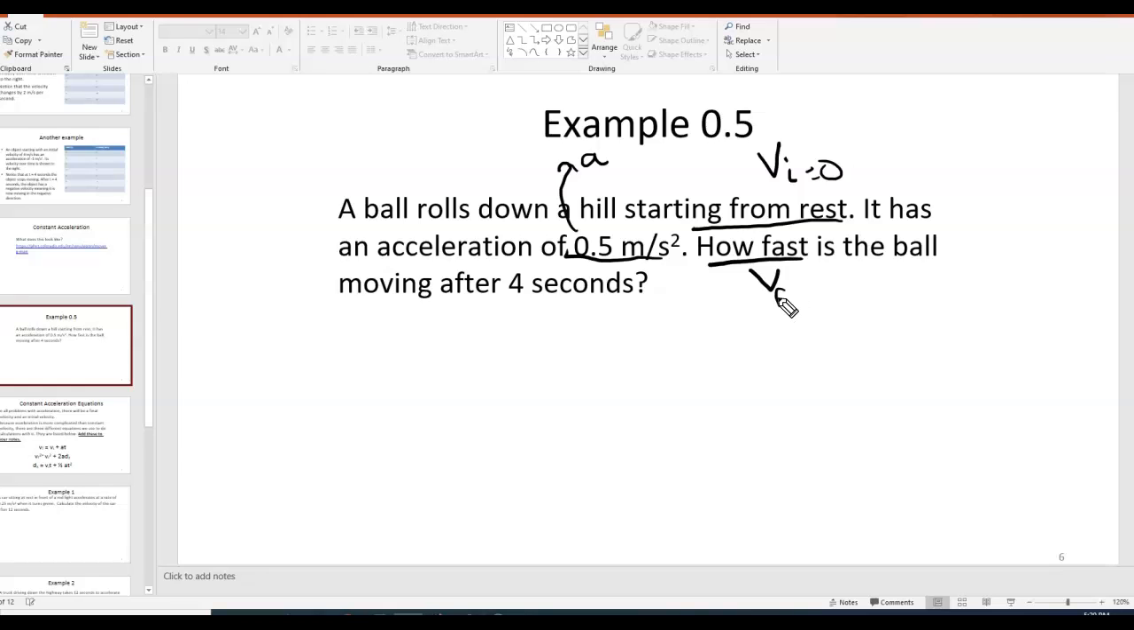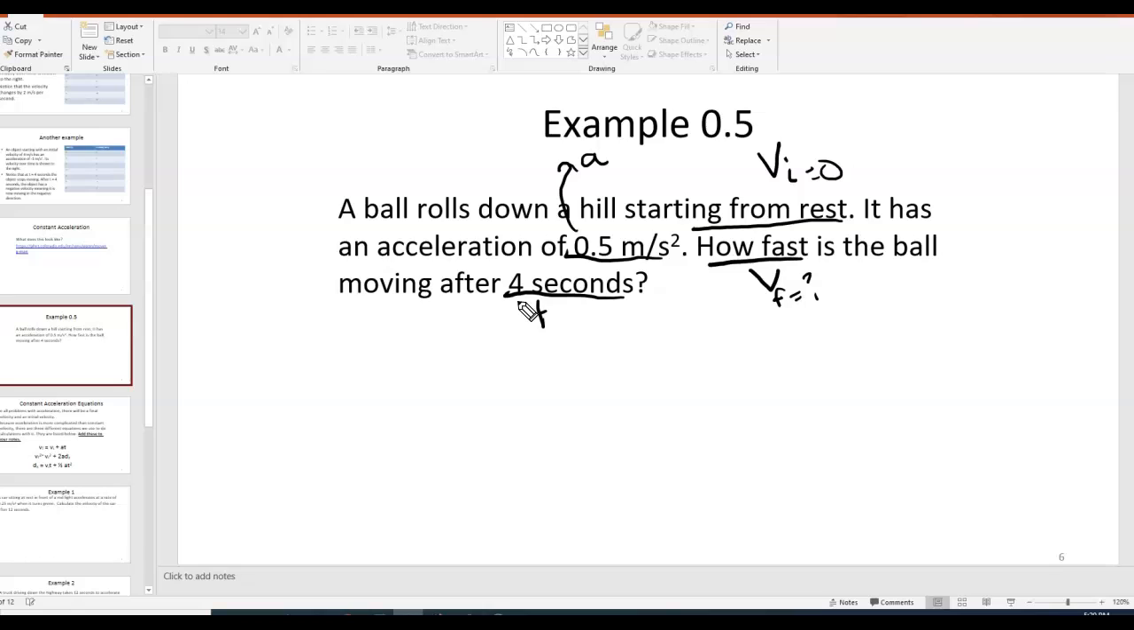Okay, and I'm going to label this VF for final velocity. Now you might ask, how do I know it's final velocity? Well, because I'm given the initial velocity is 0 in the problem. So I want to know how fast the ball is moving after 4 seconds. You don't need an equation to actually answer this, although you could use one.